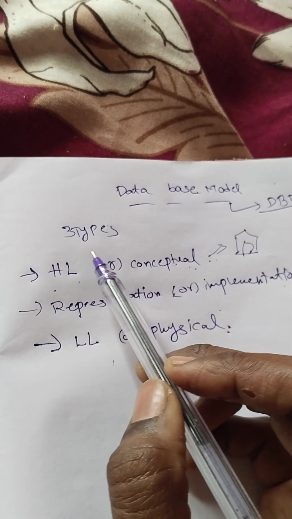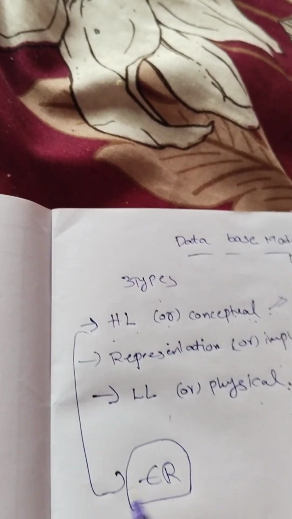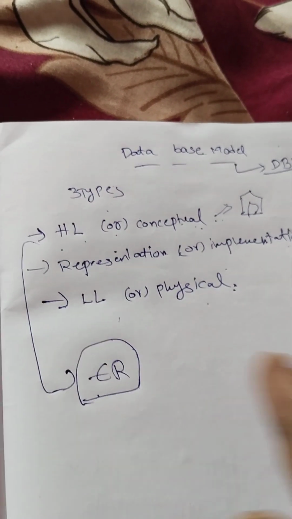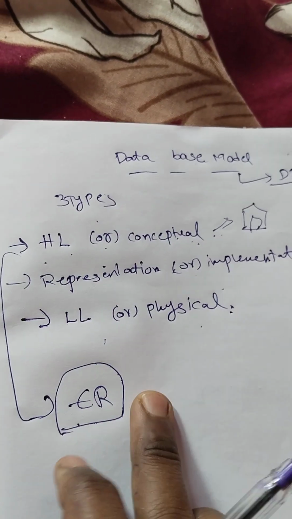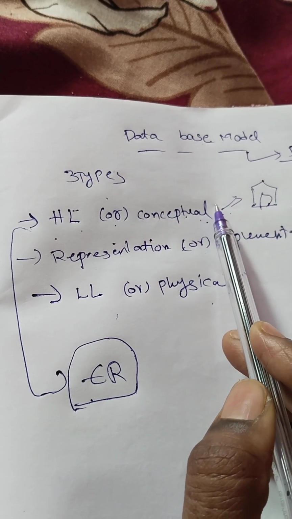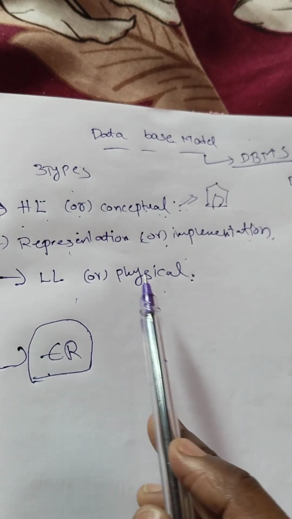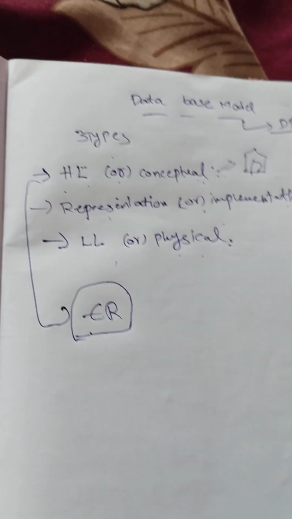The most important is the high level. In high level modeling we have the ER model. In the DBMS we have to use the ER model. Later we will discuss the ER modeling, entity relationship modeling. First is the high level or conceptual level, second is representation or implementation, and the third is the low level or physical level.